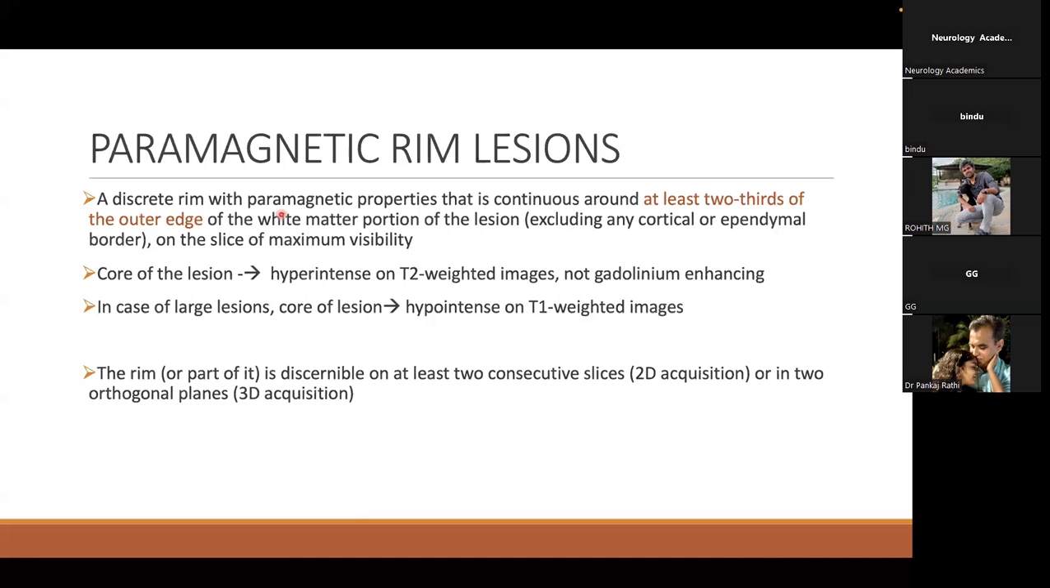And how do we identify this lesion? This lesion should be T2 hyperintense, and in large lesions the core of the lesion will be T1 hypointense, and it is a chronic lesion, so it should not enhance on post-gadolinium contrast. So that is T2 hyperintense, core of the lesion being T1 hypointense, and not enhancing. In these lesions in susceptibility weighted images, we can see the paramagnetic rim.